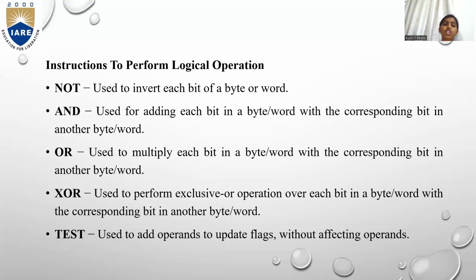Instructions to perform logical operations. As you all know, logical operations are nothing but gates: AND gate, OR gate, NOT gate, XOR gate. NOT is used to invert each bit of a byte or a word. AND is used for multiplying each bit in a byte or a word with the corresponding bit in another byte or word. OR is used for adding each bit in a byte or a word with the corresponding bit in another byte or word. XOR is used to perform the exclusive OR operation over each bit in a byte or a word with the corresponding bit in another byte or word. Coming to TEST, it is used to AND operands to update flags without affecting the operands.